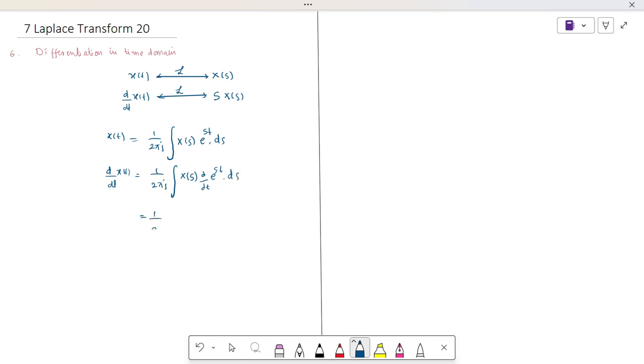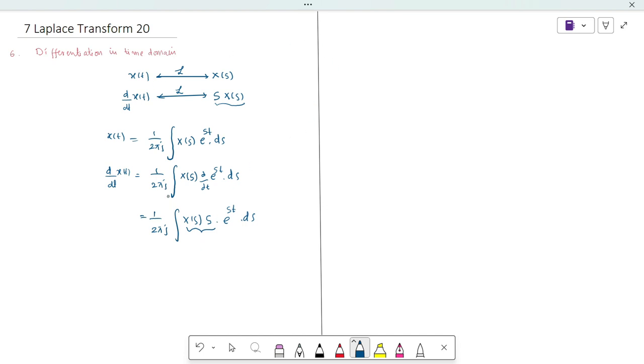So that equals 1 by 2 pi j integral X of s into the differentiation with respect to t, so s into e power st ds. This we have already written here. So this is the case.